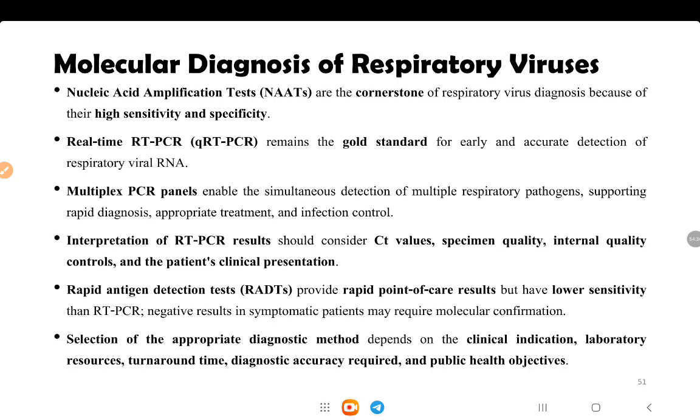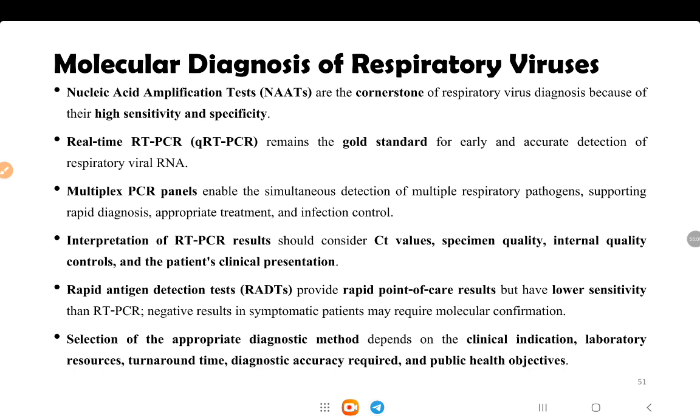Real-time PCR remains the gold standard because it is rapid, highly sensitive, and highly specific. Multiplex PCR panels detect several respiratory viruses in one test, saving both time and sample volume. Rapid antigen tests provide quick results but are less sensitive than molecular methods.